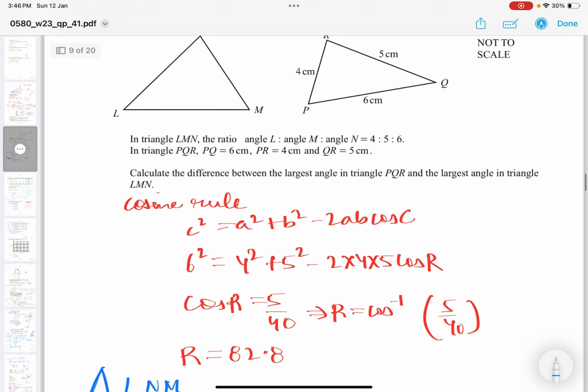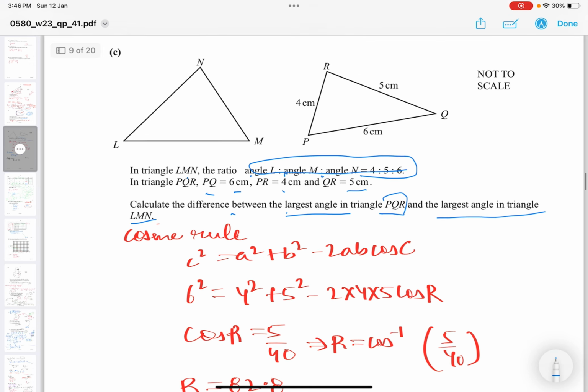Very good. Now, in triangle LMN, the ratio L is to M is to N is this. In triangle PQR, PQ is 6, PR is this, QR is this. Calculate the difference between the largest angle in triangle PQR and the largest angle in LMN. Now listen, the largest angle would be in front of the largest side. Just imagine the angle in front of the largest side will be the largest. Now we will use the cosine rule to find this angle. Let this angle be r. This will be the largest, yes or no?